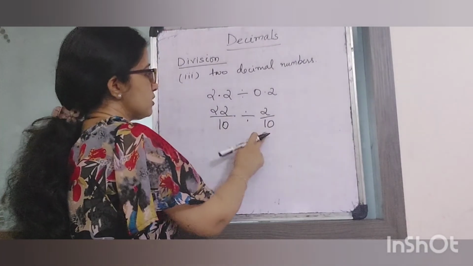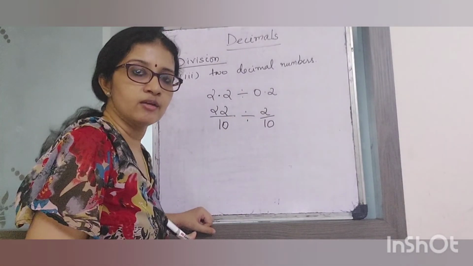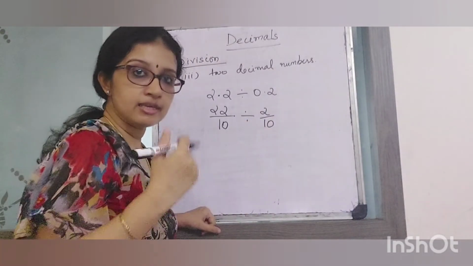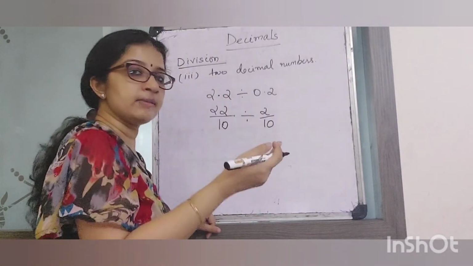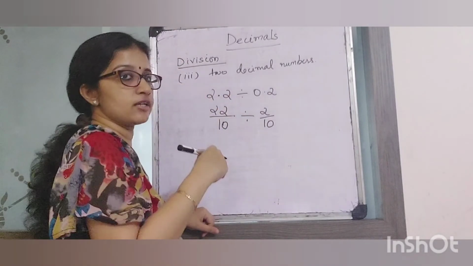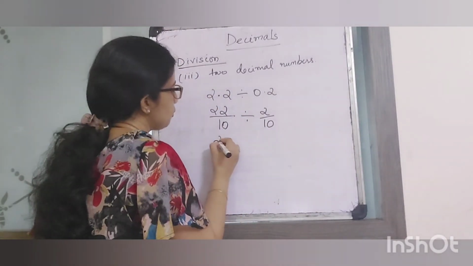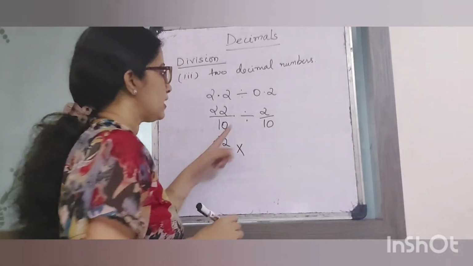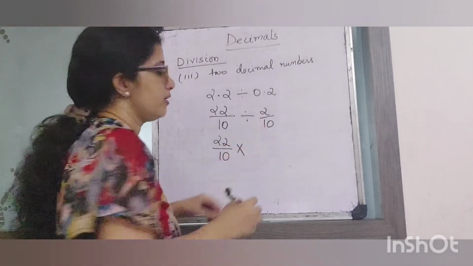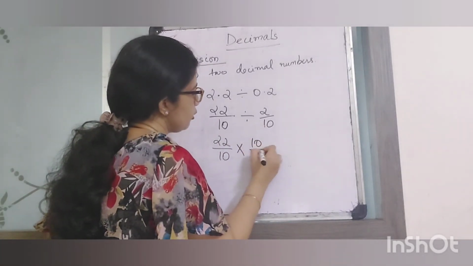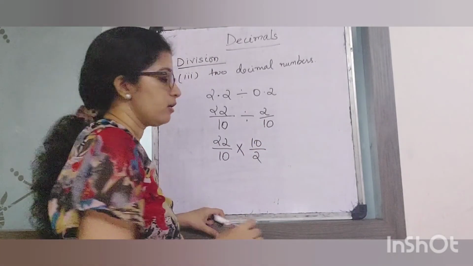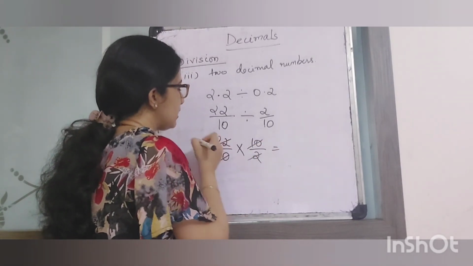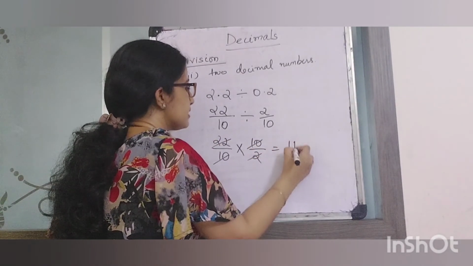Now what should we do? We got two fractions which we have to divide. As usual, we take the second fraction, take the reciprocal of that and then multiply the reciprocal with the first fraction. So what will we get? 22 by 10 into, what is the reciprocal of 2 by 10? It is 10 by 2. So what is the answer for this? This 10 and 10 get cancelled. 2 and 22 get cancelled. The answer is 11.